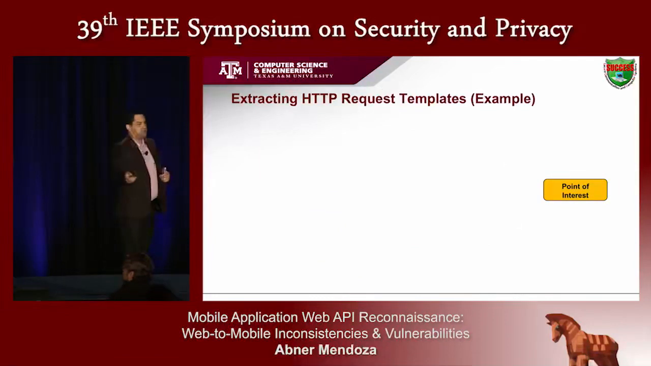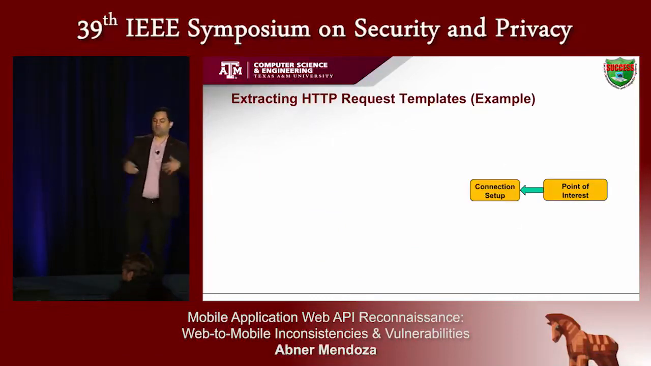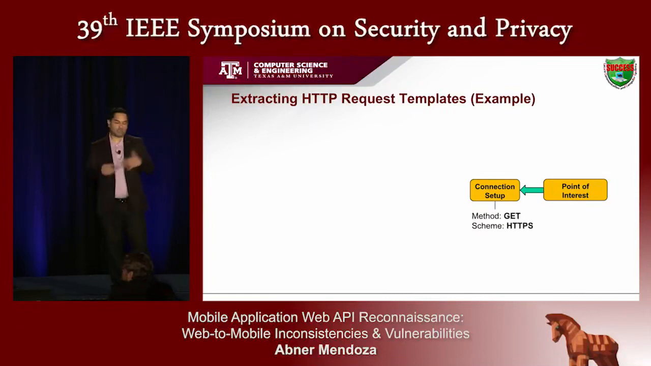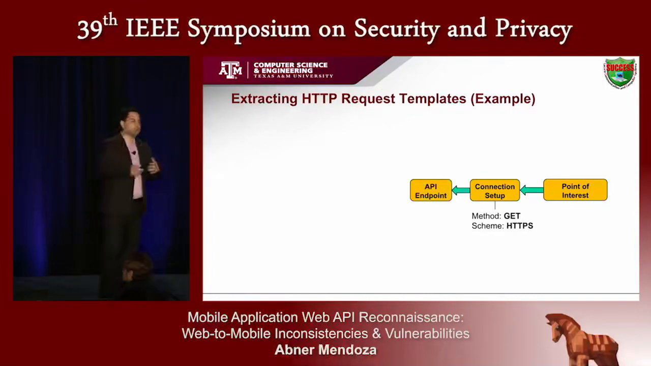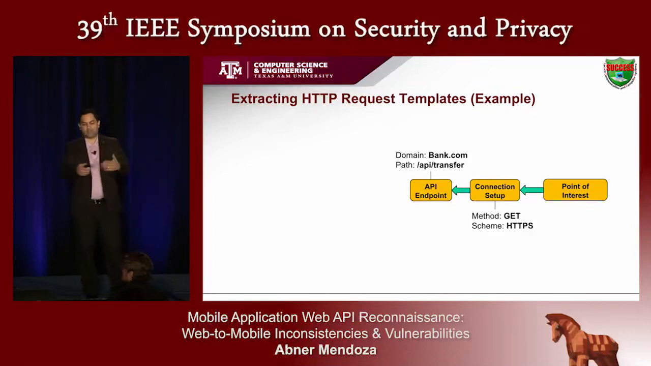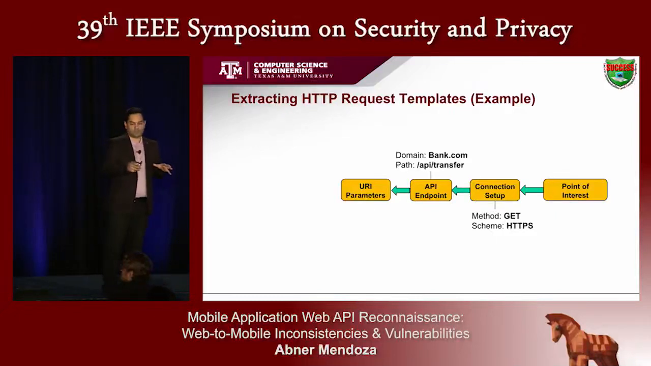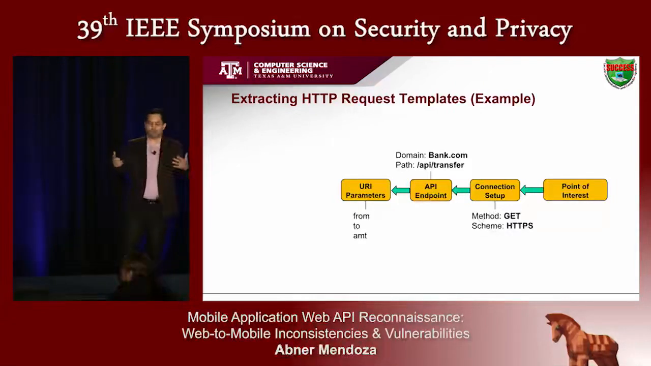And so we start from our point of interest and we go backwards, right? We identify the connection setup, and this is just a simple example, but among other things, we get the method, which might be an HTTP GET method. The scheme might be HTTPS. We identify the API endpoint, and it might tell us the domain, bank.com, and the path, which is to the transfer functionality. And then we identify the particular URI parameters that might be included in this. You might say, well, we have the from, the to, and the amount.